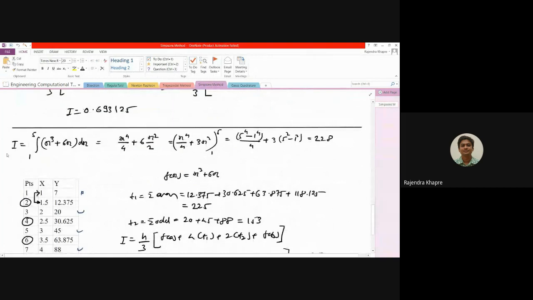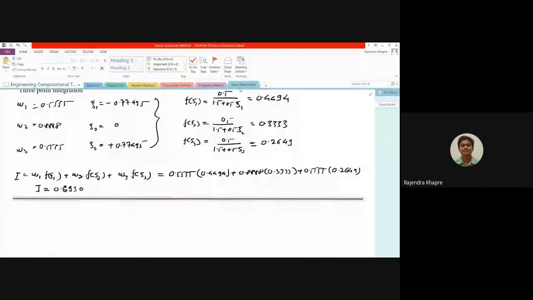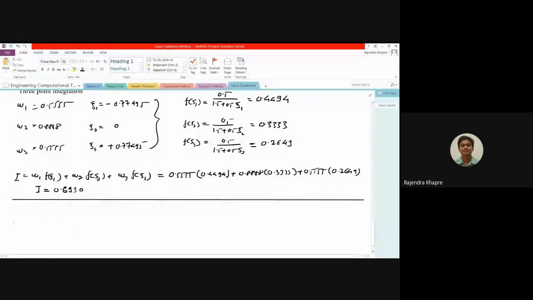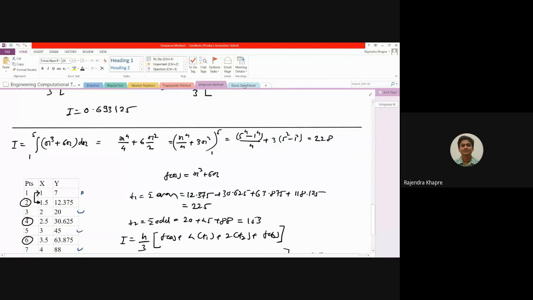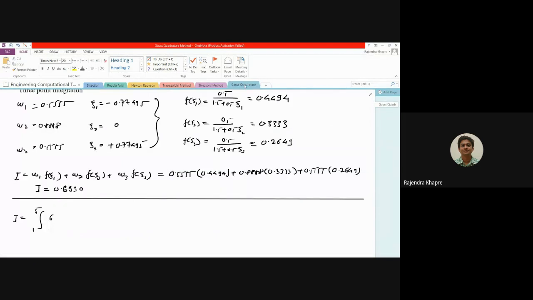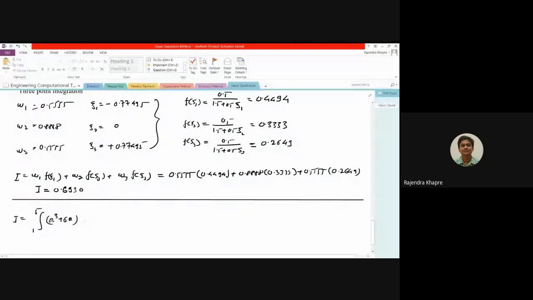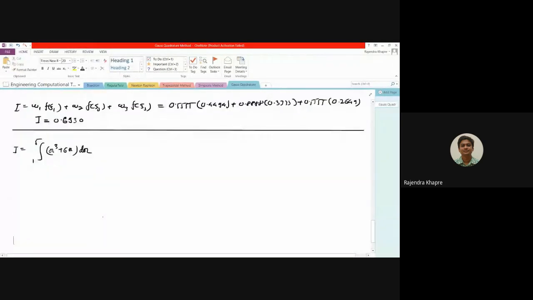In the previous classes, I think we have taken only one expression. Look, here we already have one expression, that is I is equal to integral of x cube plus 6x dx, with the limits as 1 and 5. So let us try to solve the same problem. We want to know what is the value of I. So we have x cube plus 6x dx, from 1 to 5. I want to know the answer of this integration.